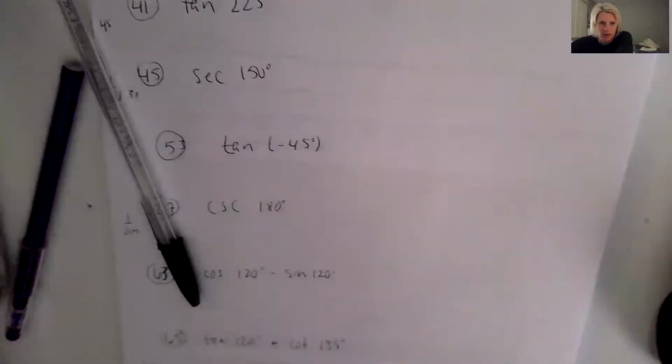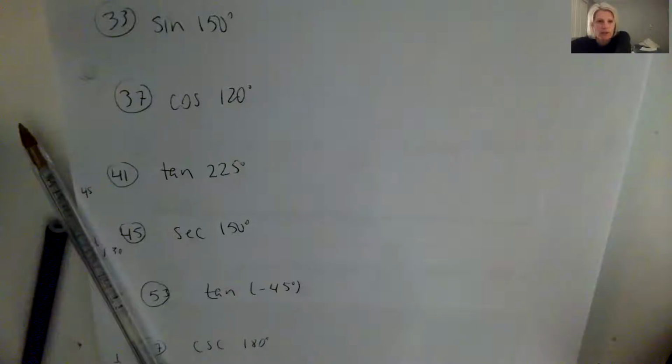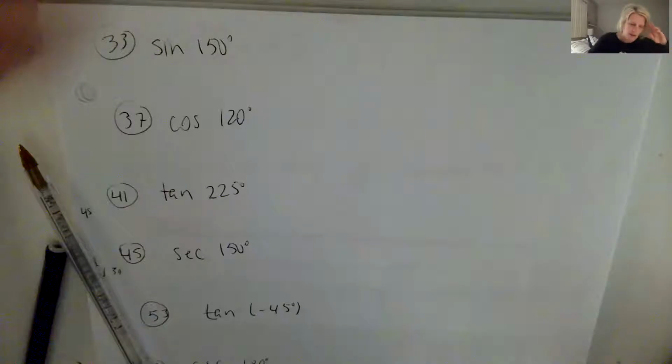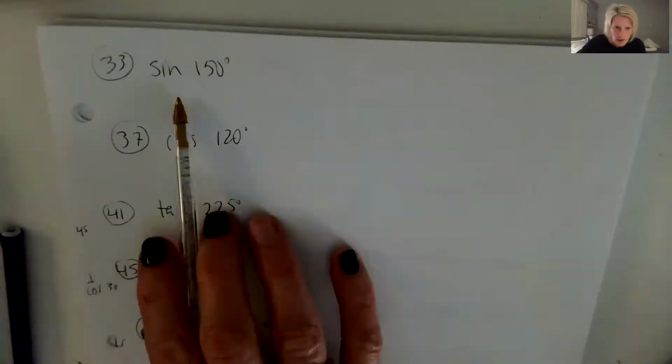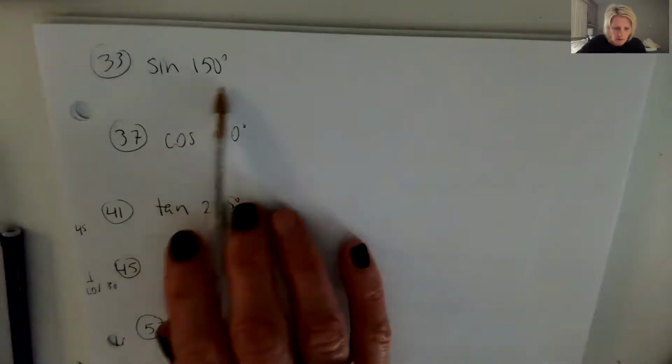And we're working with trigonometric functions and finding their exact values using reference angles. And so here we are at number 33. It's asking us to find the sine of 150.